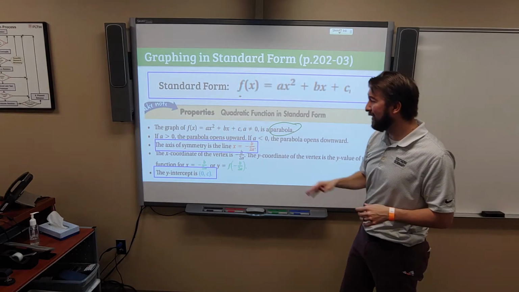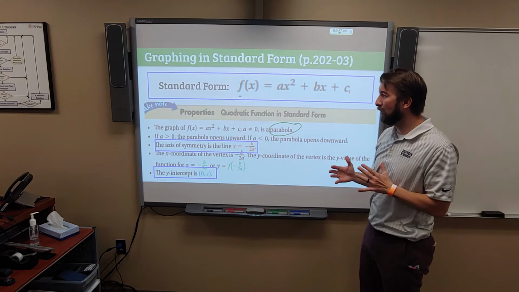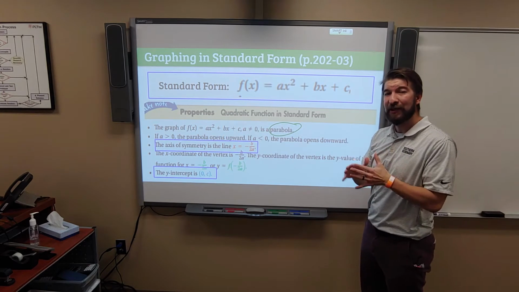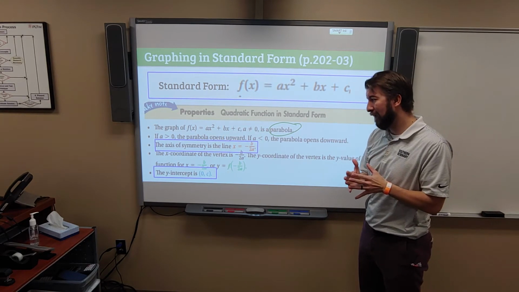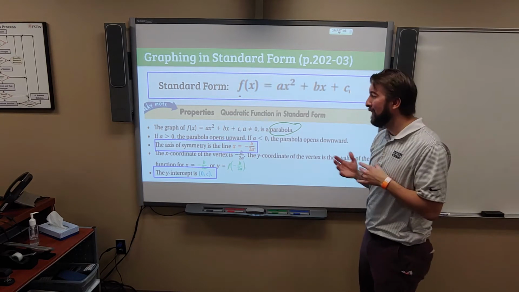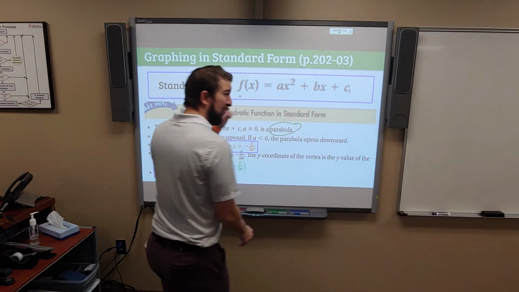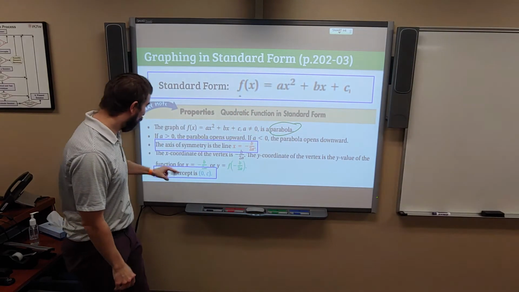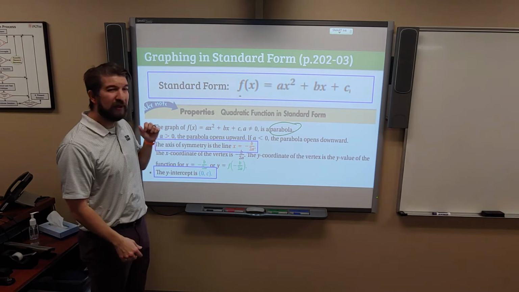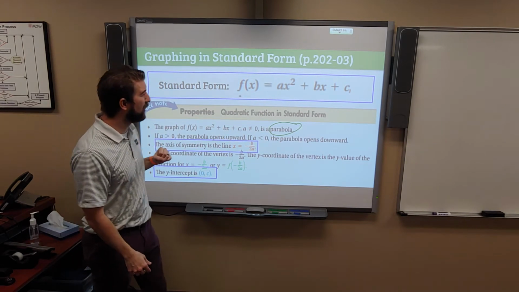Then the axis of symmetry. So this is how you're going to graph. In order to graph it, you got to find the vertex, and then we're going to use the vertex and then the y-intercept to help us graph it. So this is how it works.